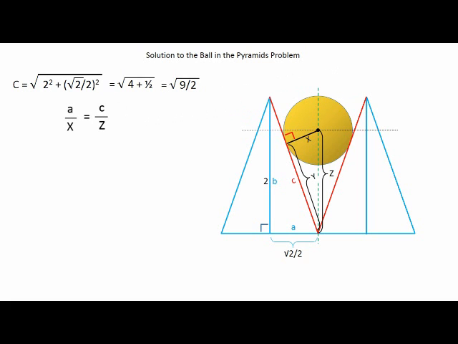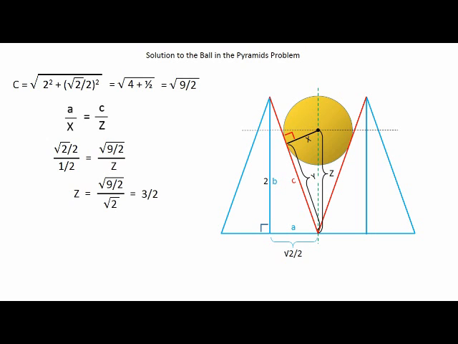A over X is equal to C over Z, and plugging in the known values we get the square root of 2 over 2 divided by 1/2 is equal to the square root of 9 over 2 divided by Z. Rearranging terms, we get Z is equal to the square root of 9 divided by 2 over the square root of 2, which is equal to 3/2.